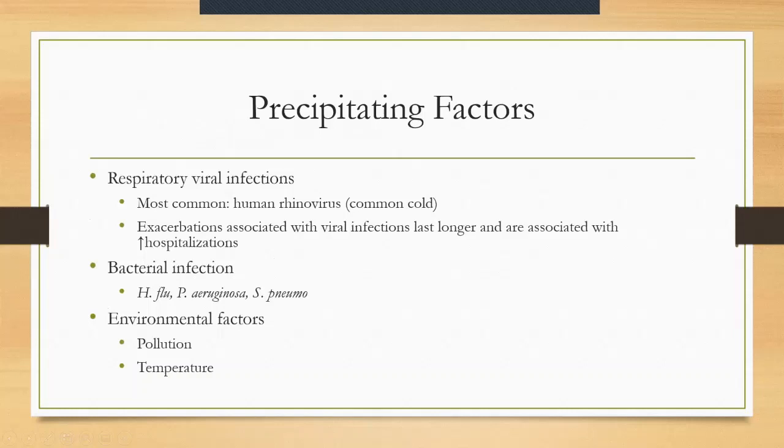Some of the precipitating factors for COPD exacerbation, the most common one is going to be respiratory viral infections, like the common cold, the rhinovirus. And one thing to keep in mind is that exacerbations associated with viral infections last longer and are associated with increased hospitalizations when compared to bacterial infections. Some of the common pathogens for bacteria are H. flu, P. aeruginosa, and strep pneumo. And there are also some environmental factors that can affect COPD exacerbations, and those include air pollution and temperature, as well as some others.